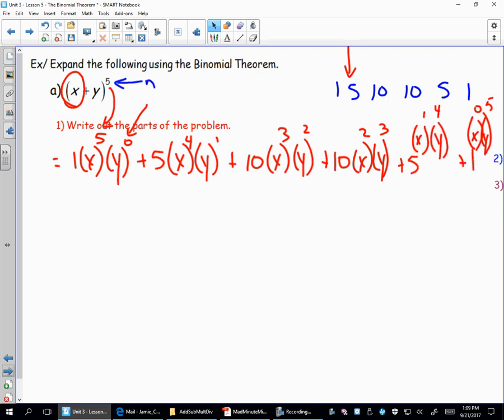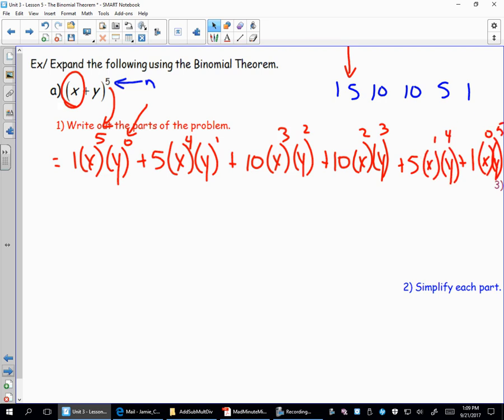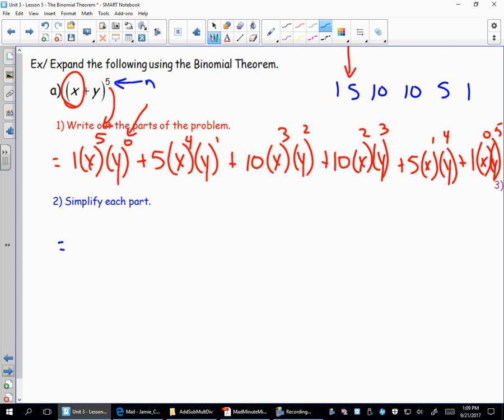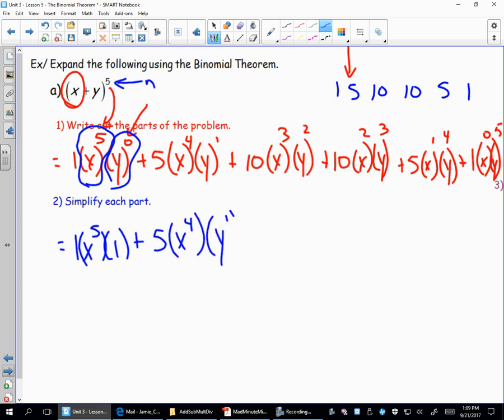Stage 2, I just move this away for just a second. All right, step 2, we're going to simplify each part. So what does that mean? Well, the number is a number, but I'm going to actually calculate what this is. Now, in this case, it's pretty easy. That's x to the 5. And calculate what this is. That's the number 1. Remember, it's multiplying, so we'll write it that way. So we get that, x to the 4, y to the 1.